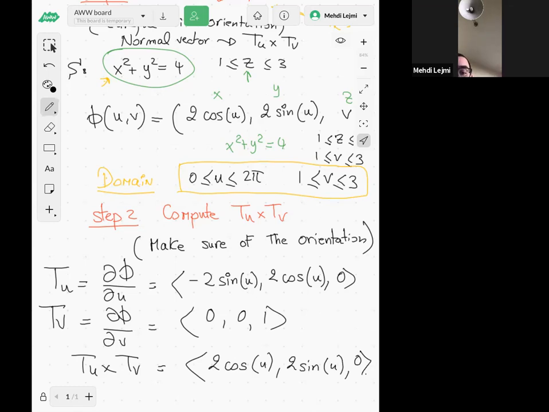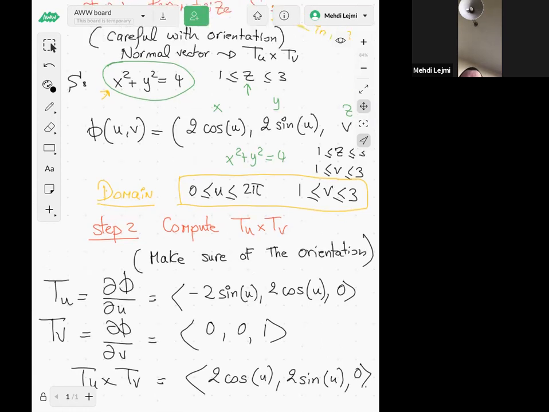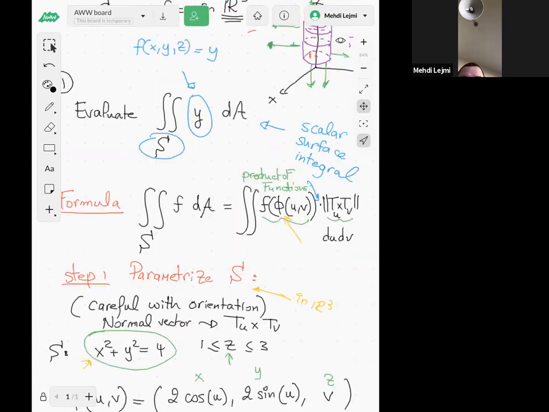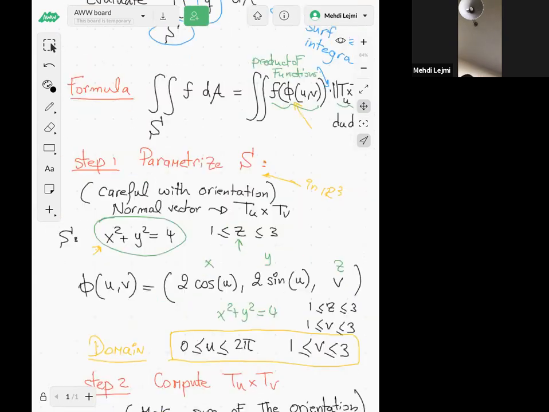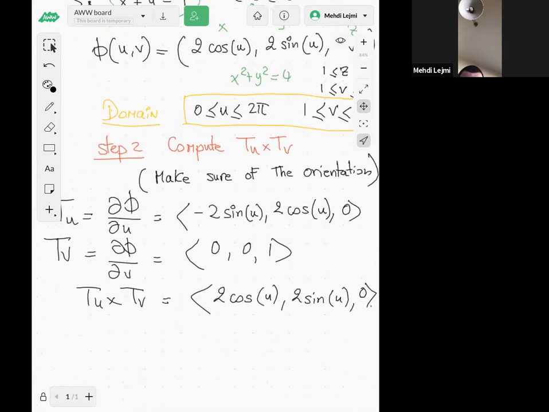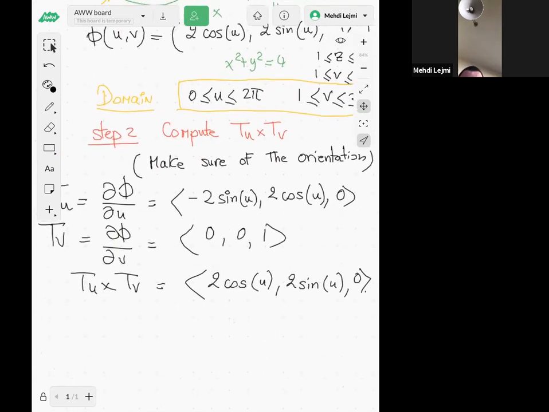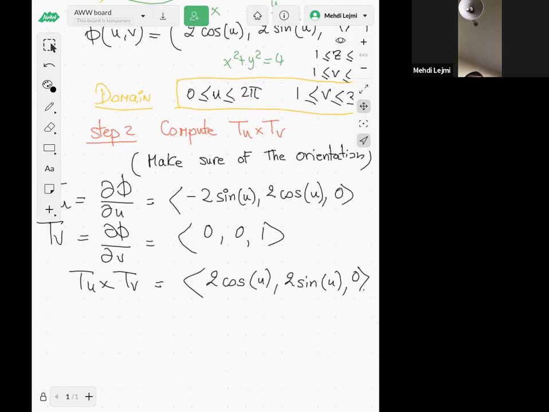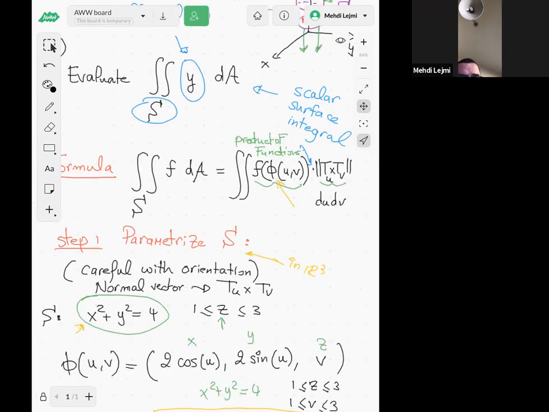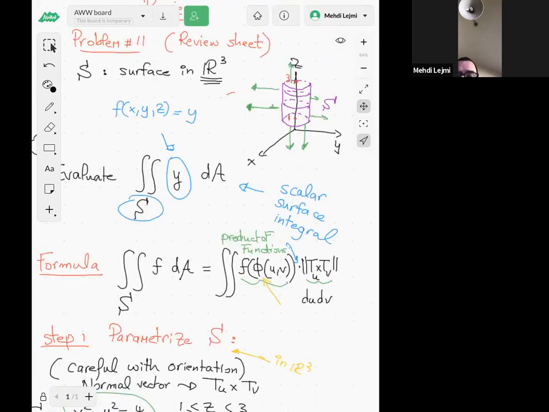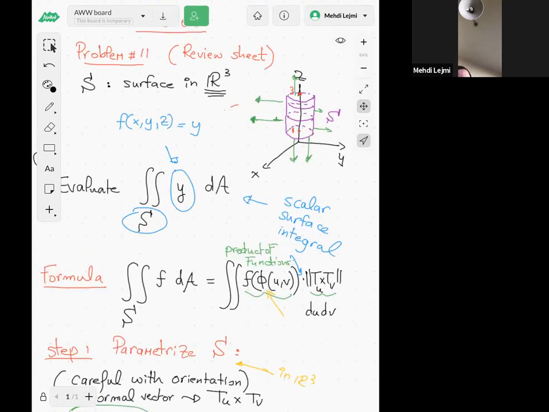Okay, guys. Now make sure that you have the correct orientation, the orientation required by the problem. The orientation here is supposed to be outward pointing. What you can do is take a random point on the cylinder and check if your normal is outward or inward. So here's my cylinder. Let's say you take the point, I don't know.